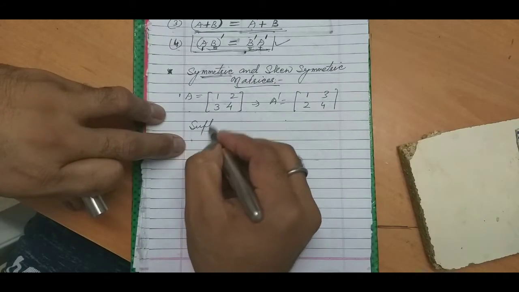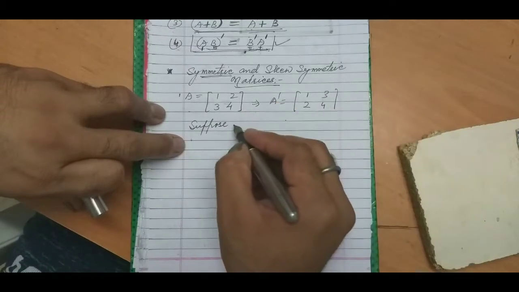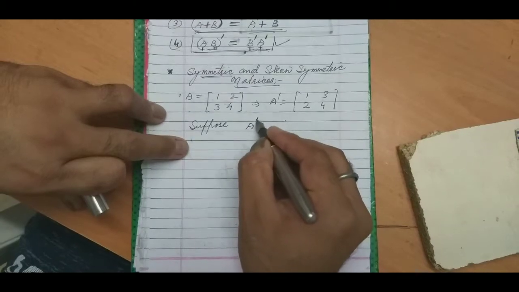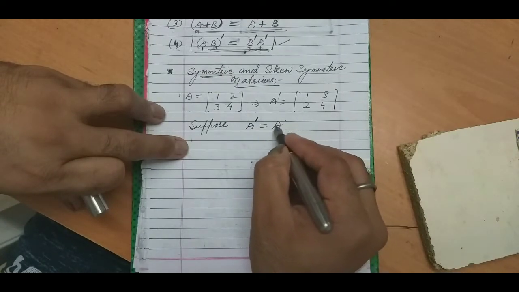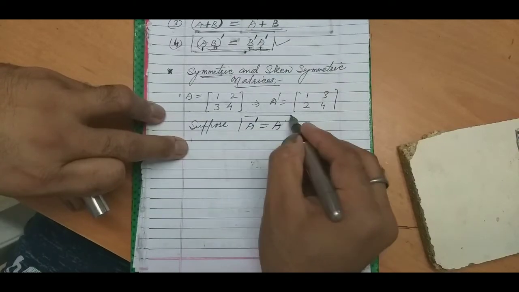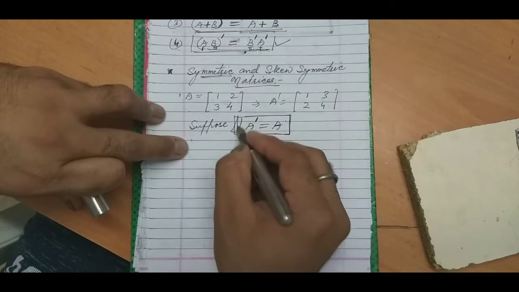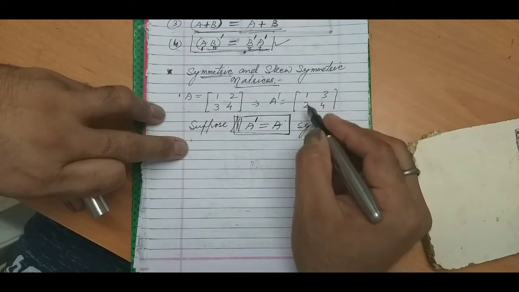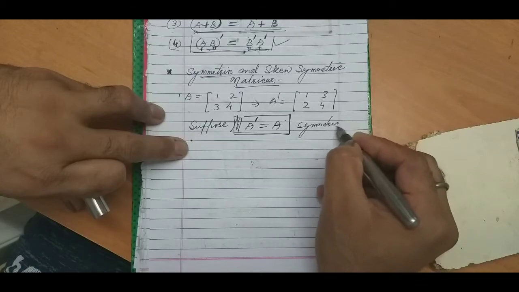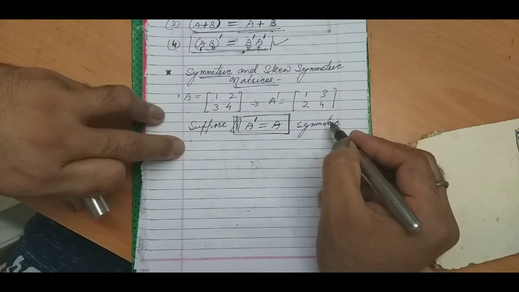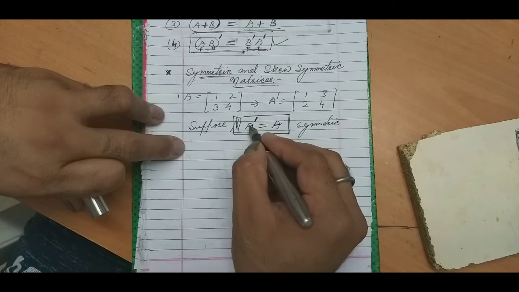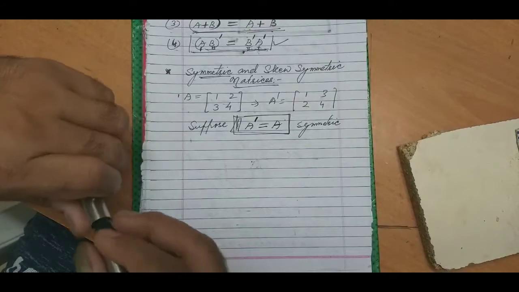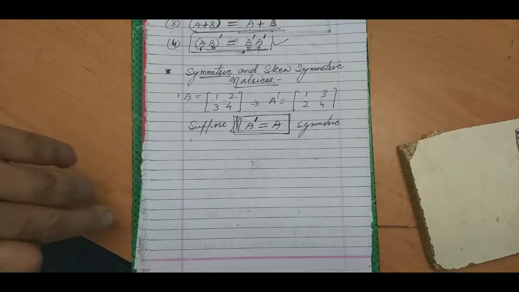Suppose at any stage this transpose of any matrix becomes the same matrix, then that matrix is called a symmetric matrix. In this case these are not equal, but if it is equal, then if transpose of matrix A is equal to matrix A, then those matrices are called symmetric matrices.